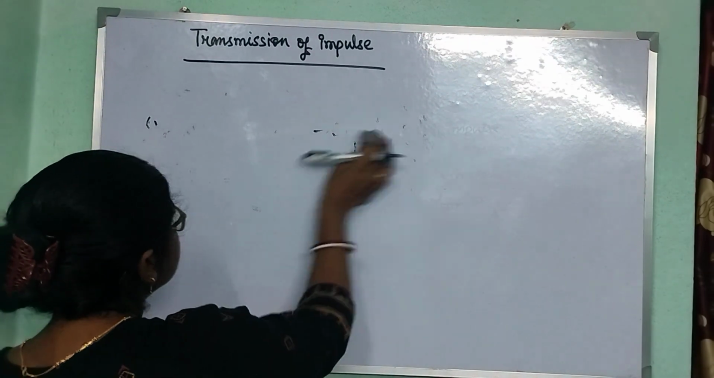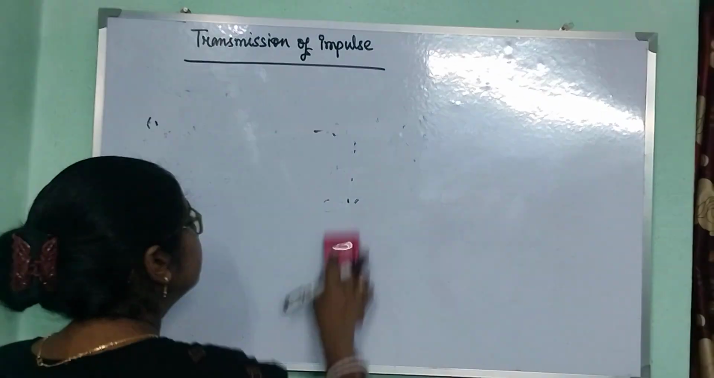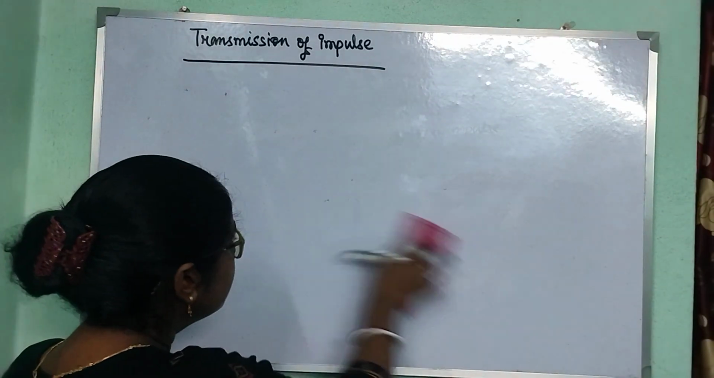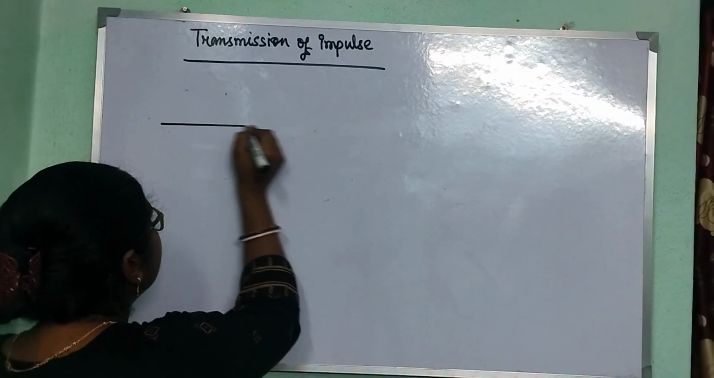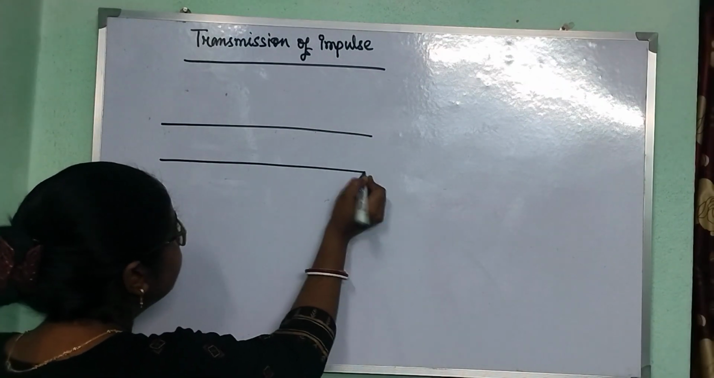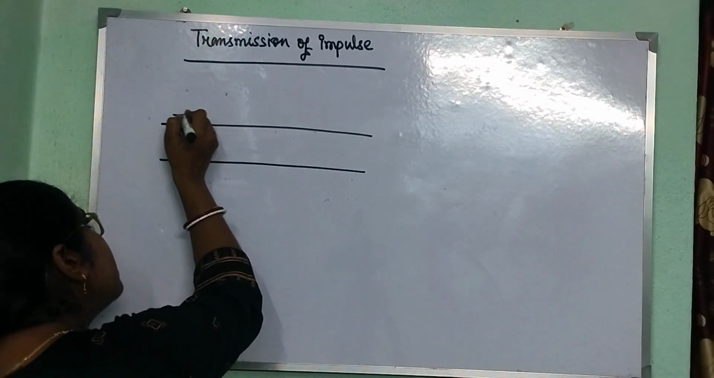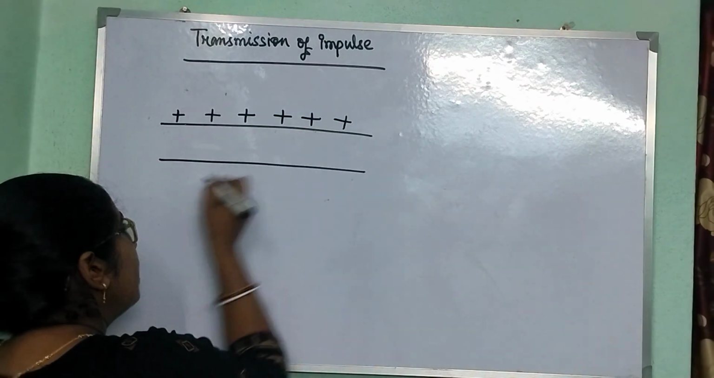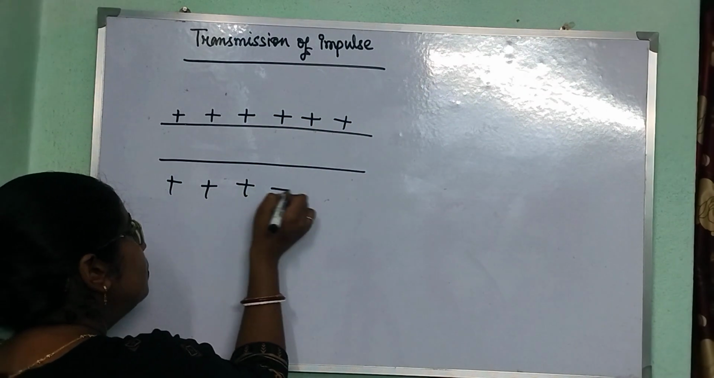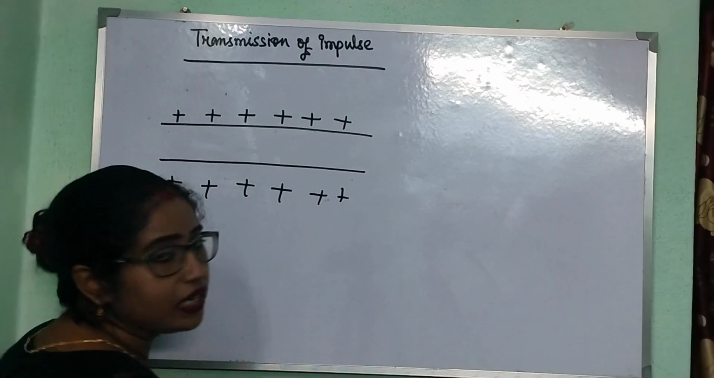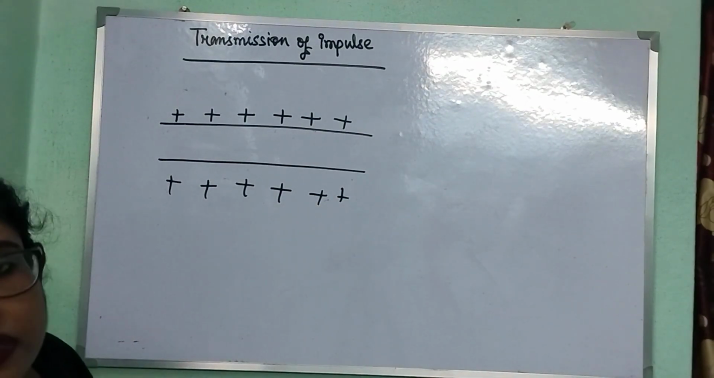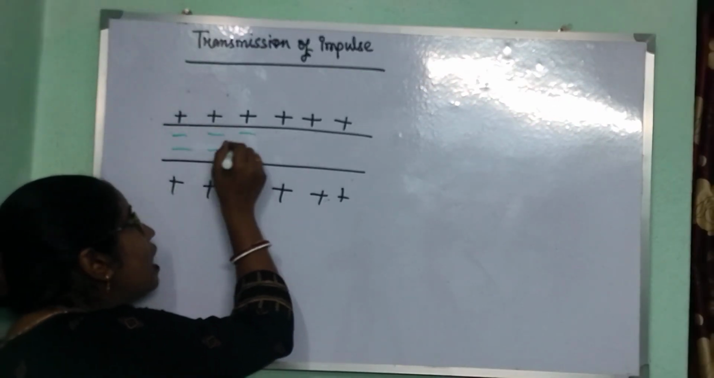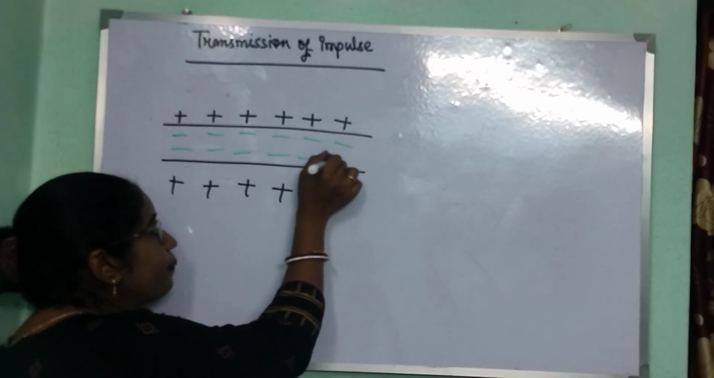Now the neuron in the rest condition. In the rest condition, the outside of the neuron is positively charged. If I consider this is the axon of the neuron, then the outside is positively charged in the rest condition. The ions present in the extracellular fluid outside the axon are positively charged, and inside, negatively charged ions are present.